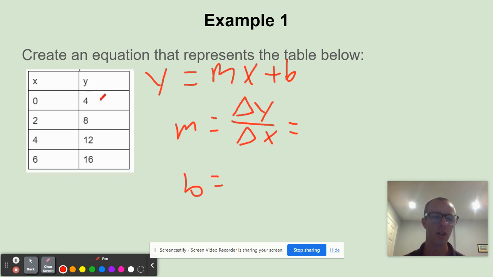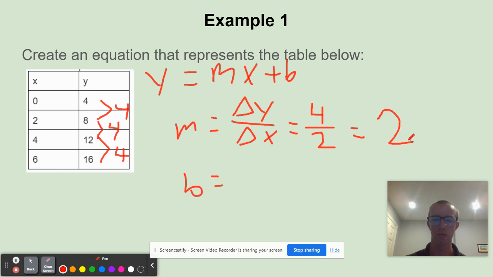It's only linear if these things are changing at a constant rate, so the same amount each time. From 4 to 8, we're changing by 4. From 8 to 12, we're changing by 4. From 12 to 16, we're changing by 4. So the change in y here is 4. Now I'm going to look at x. We're clearly counting by 2s, so the delta x is 2. And so we get 4 over 2 as our slope. That simplifies because this is just a division line. So 4 divided by 2 is 2, and the slope, or rate of change, of this table is 2.